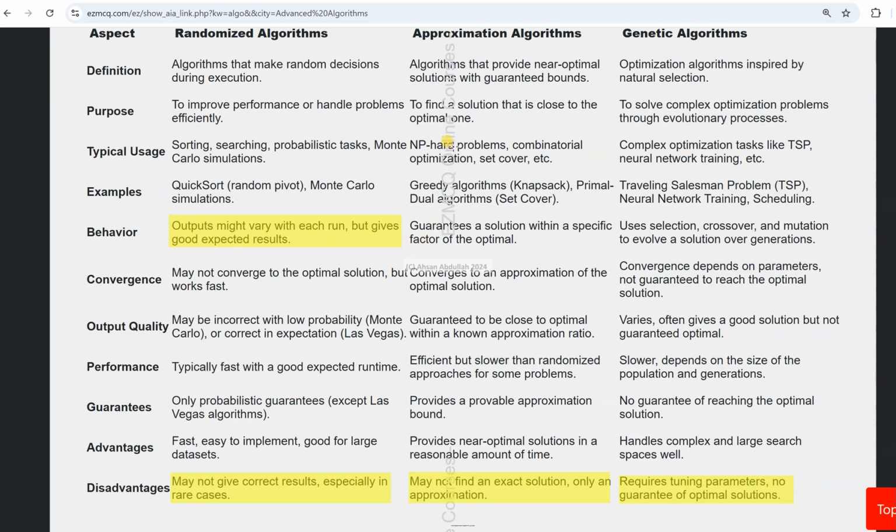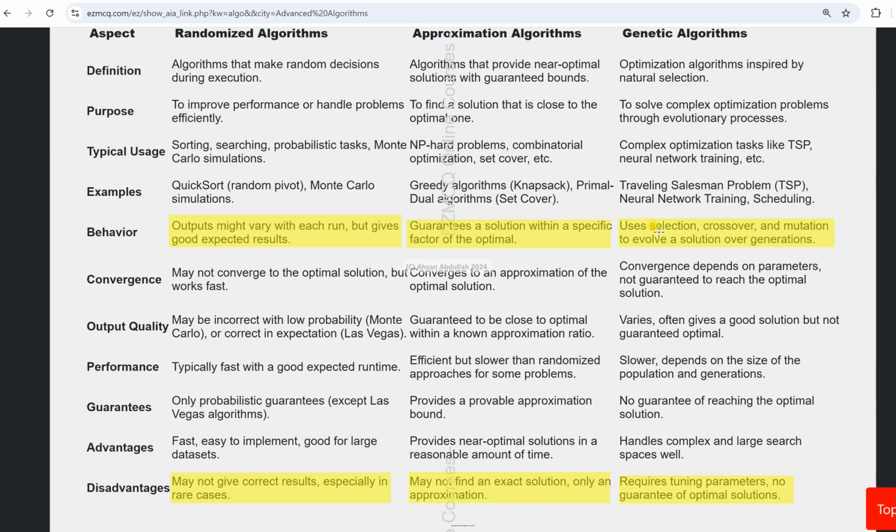The behavior of approximation algorithms is that they guarantee a solution within a specific factor of the optimal. This is a very good guarantee. So I know how good or how bad I'm going to be, right, after spending a little time. And a genetic algorithm uses selection, crossover, and mutation to evolve a solution over generations. So that can be very time consuming, and there are too many parameters to work with. You have to code it also, and so on.